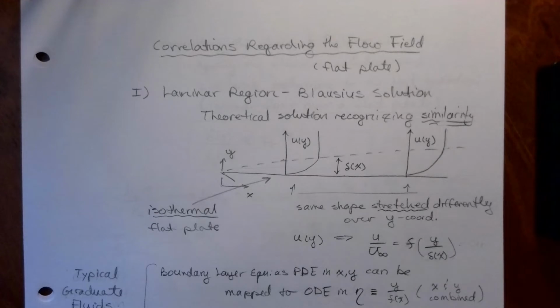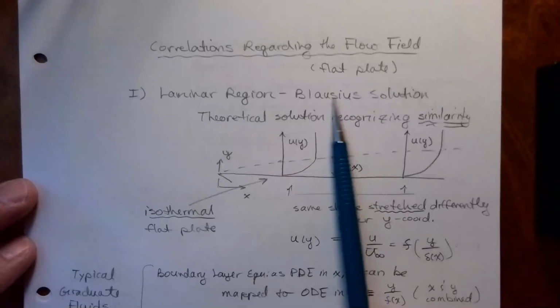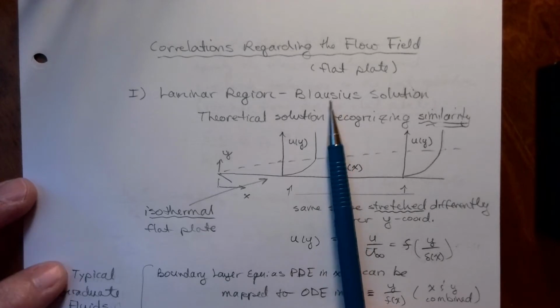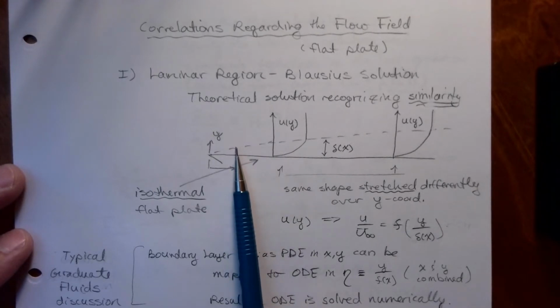I'm going to start talking about where those correlations come from so we know a little bit more about them. And so to start doing that, we need to focus on just one region. So we'll start with flow over a flat plate, the entrance laminar region. There is actually a theoretical solution for that. Blasius worked for Prandtl years ago, around the turn of the century, early 1900s, and he came up with a solution for steady, 2D flow over a flat plate.